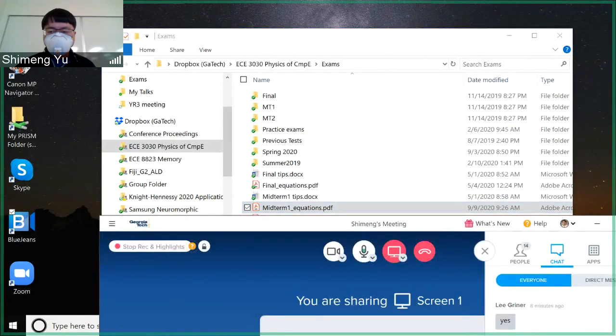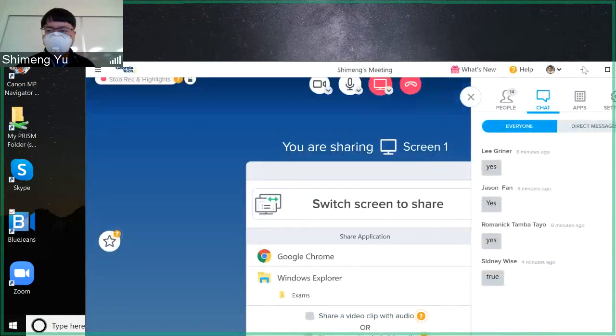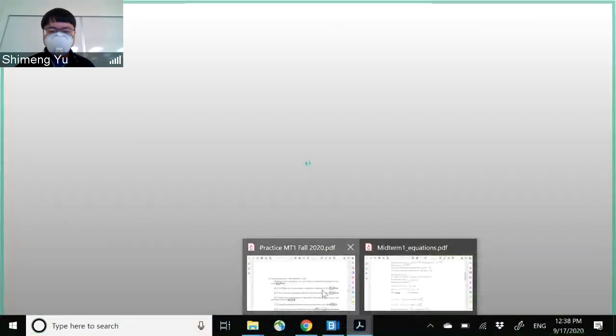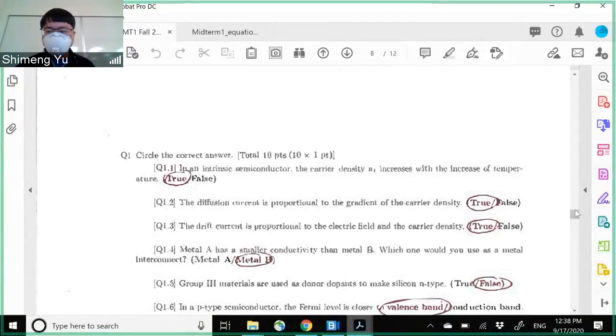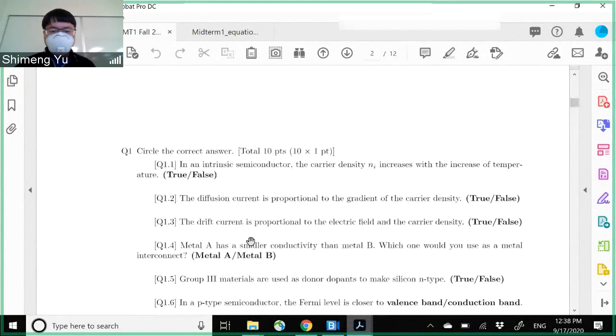Okay, the third one. The drift current is proportional to the electric field and the carrier density. Is this true or false? 20 seconds.